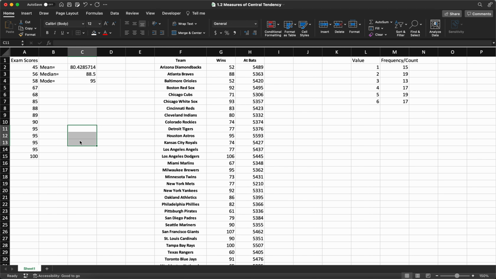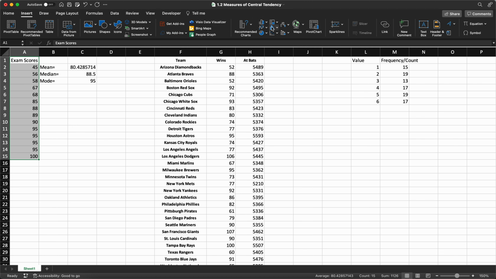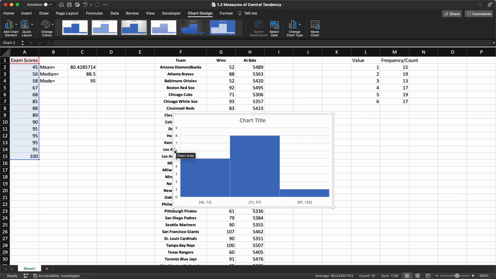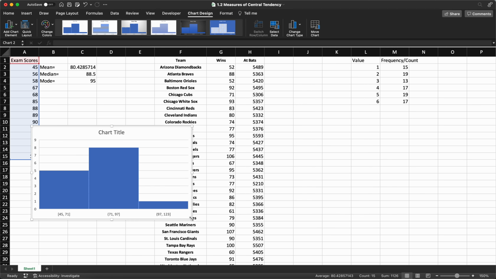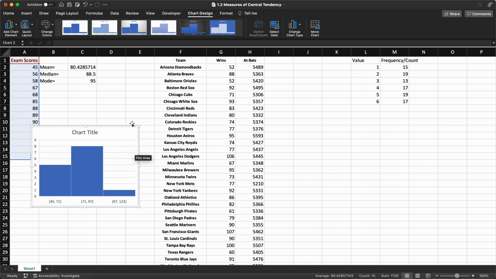And you know that in this class, there are many correct answers to any problem because, again, this is an art form. This is not an exact science. So the calculations, there is one correct answer for the calculations, but how you interpret them, there are many correct answers. So I'm going to highlight my exam scores. I'm going to put a histogram in. We looked at this last time. Here's our histogram for our data. I'm going to make this a little bit smaller. It's not taking up so much room.